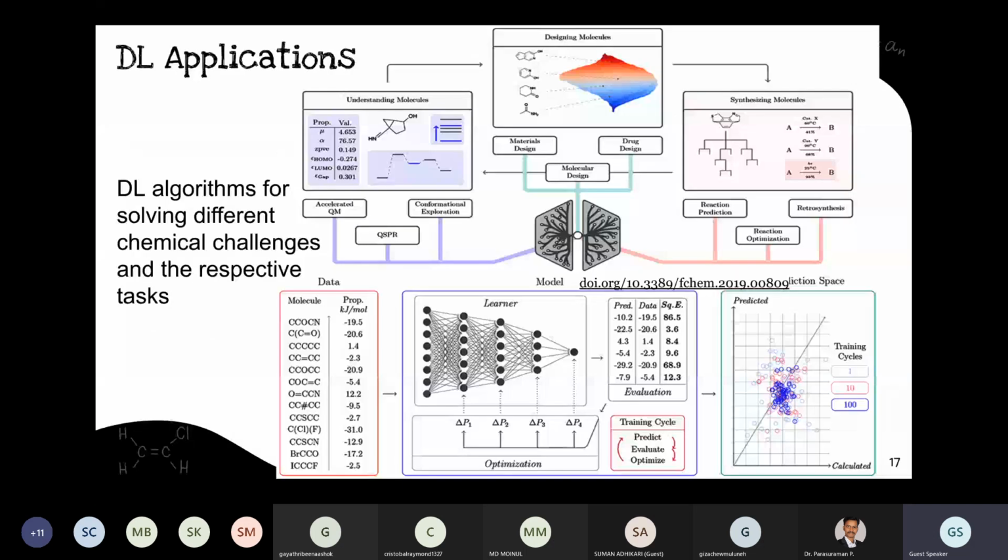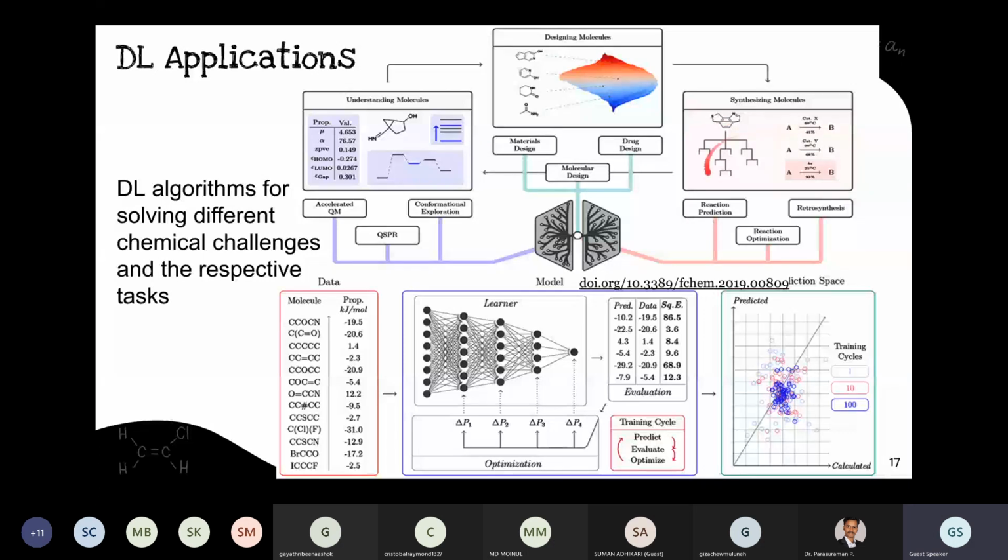Now, deep learning applications are also there apart from machine learning. So DL algorithms are used for solving different chemical challenges and the respective tasks. One method is designing new molecules. Now, how do we design? You have to understand the molecule based on the property. So based on the property, you can design the molecule, or based on the transition state, or what could be the product and what could be the reactant, you can predict the intermediary images. That is also possible, even without DFT calculation.